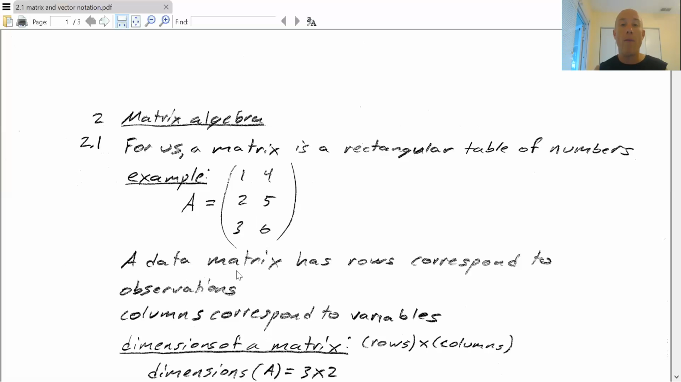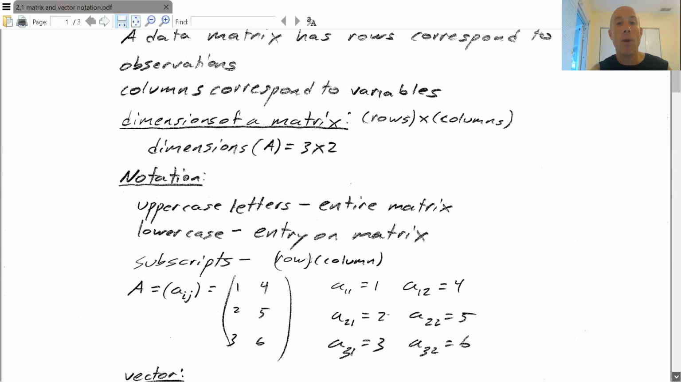So when we have a data matrix, each observation corresponds to a row, and each column corresponds to a variable. That's how we organize our data. And that way, if you hand me data, even if it's not labeled what the rows and the columns are, I can know that this entire row is an observation, and this entire column is a variable.